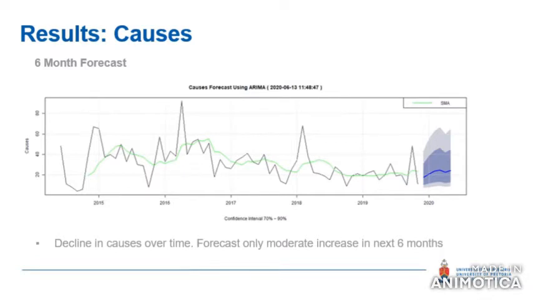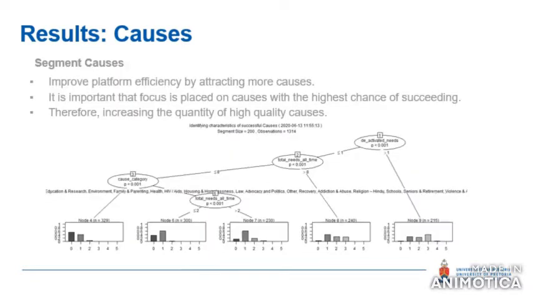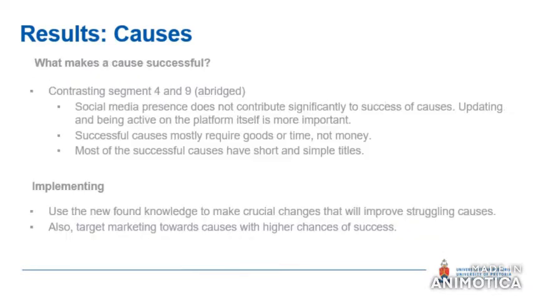The 6 month forecast for the number of courses on the platform shows only a moderate increase after a steady decline over the past few years. This means the management needs an active plan to attract more courses to the platform. But what type of courses do we need to attract? From the segmentation, it is easy to see that we would like to attract courses that fall into node 9 and not courses that fall into node 4.